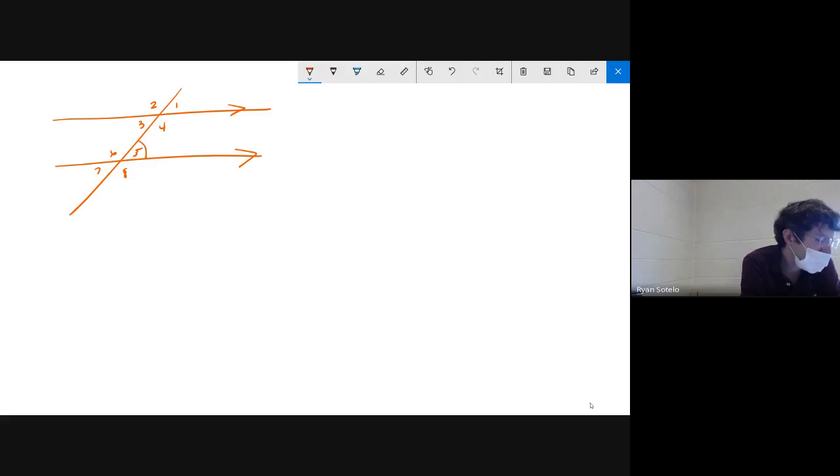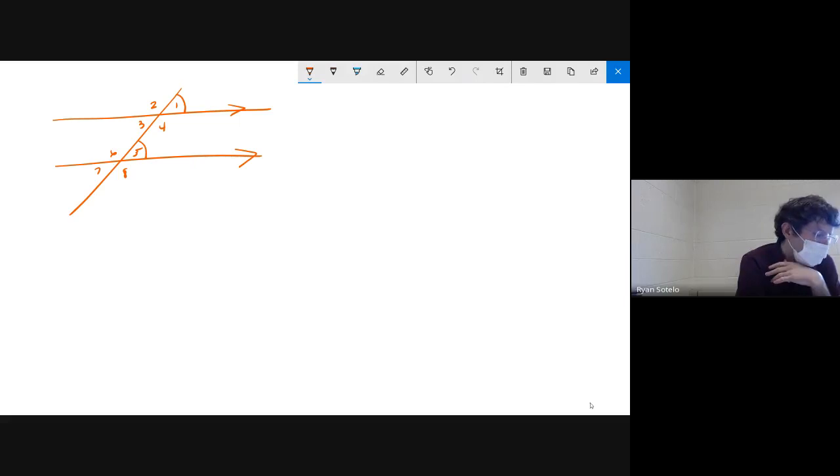So 5 is the same as 1, 2 is the same as 6, 3 is the same as 7, 4 is the same as 8. Also, what do you remember about vertical angles? Yes, 2 and 4 are vertical angles, opposite each other across two crossing lines, so they're congruent, meaning they have the same measure. 1 and 3 are vertical angles, so they're congruent.